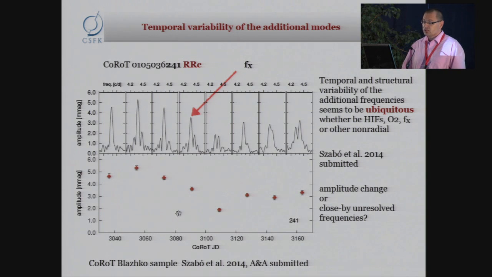One thing we can do is, these are CoRoT examples. We can go to the Kepler sample and we can check.